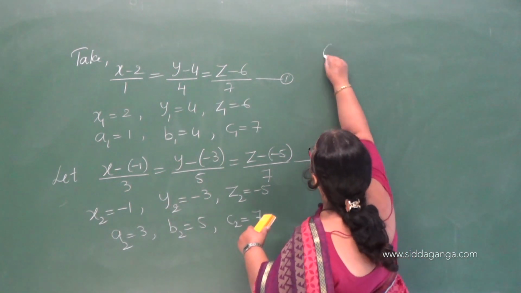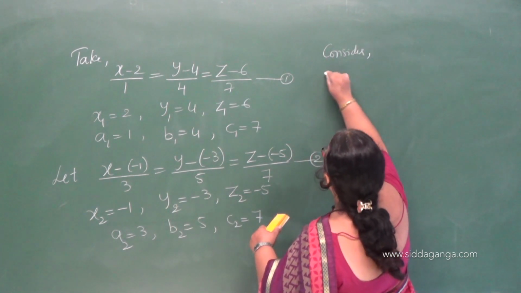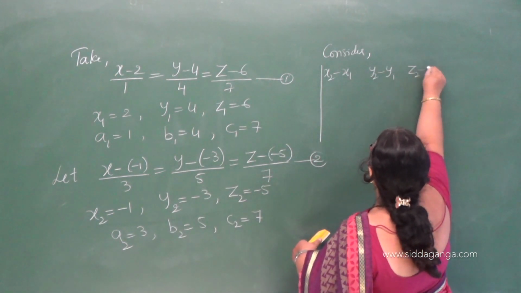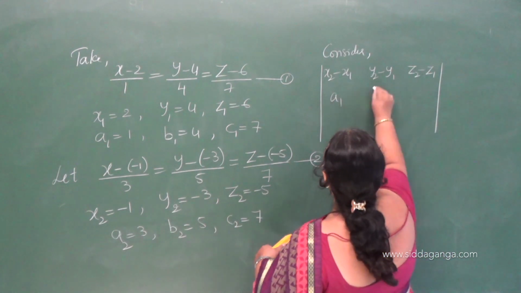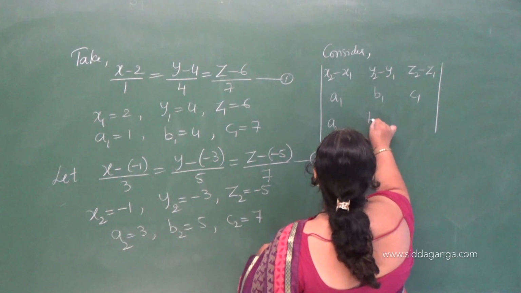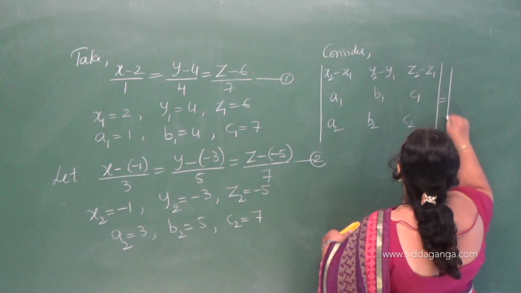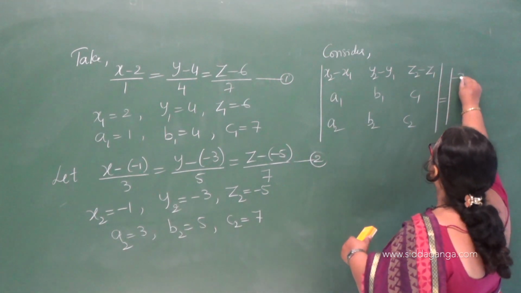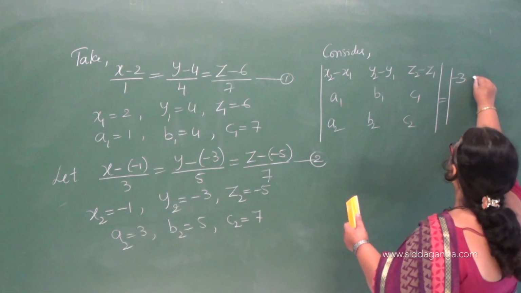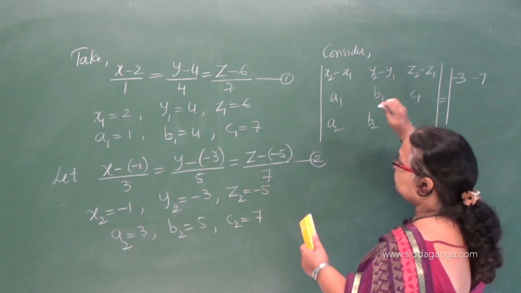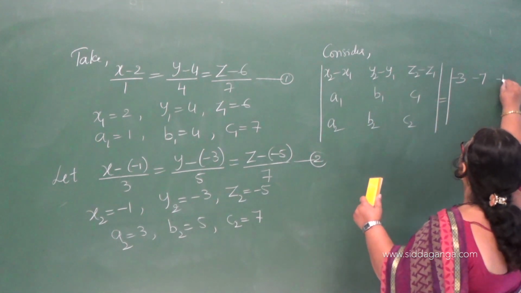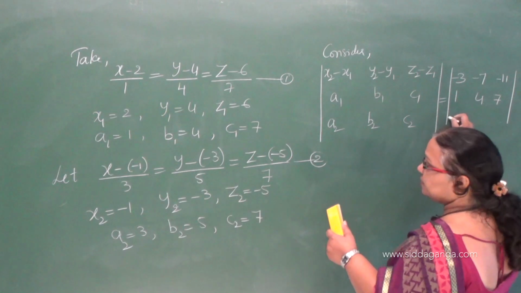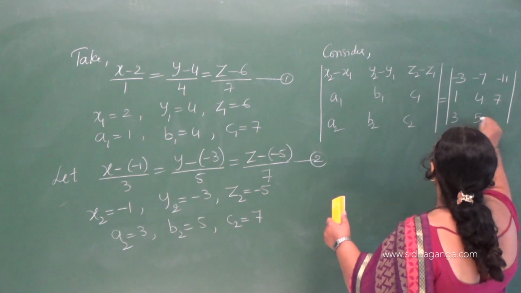So we have to consider the determinant x2 minus x1, y2 minus y1, z2 minus z1, a1, b1, c1, a2, b2, c2 equal to determinant: x2 minus x1 is minus 1 minus 2, minus 3; y2 minus y1, so minus 7; next z2 minus z1, minus 5 minus 6, minus 11; and 1, 4, 7, next 3, 5, 7.